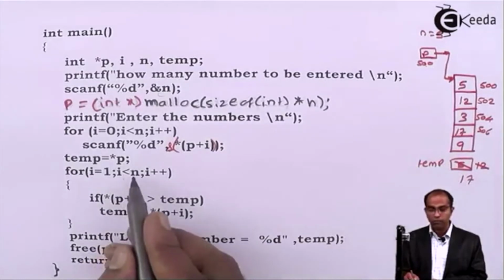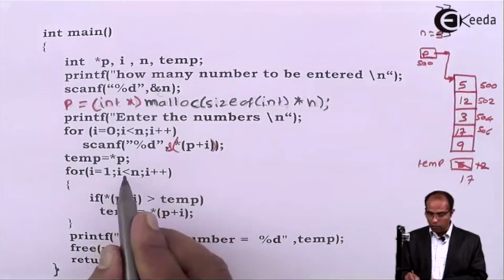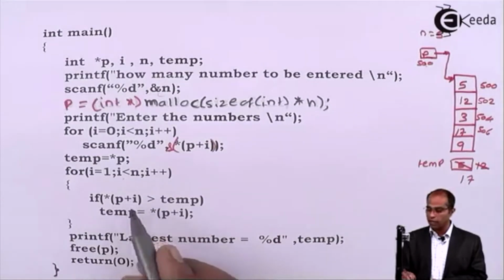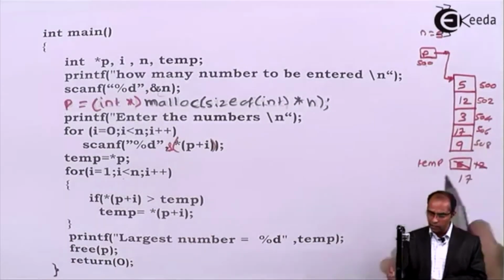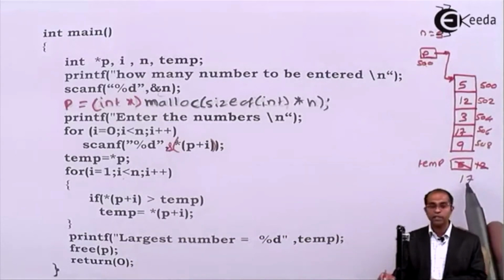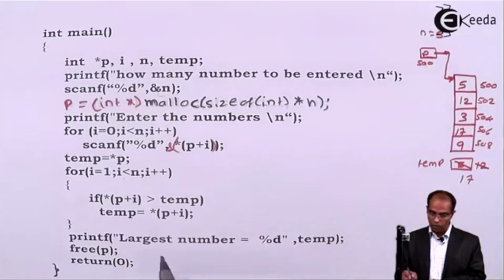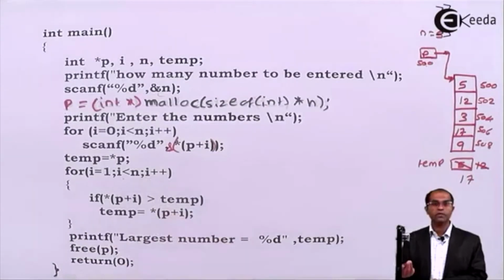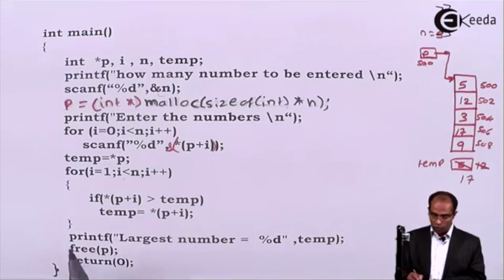Again go back, i becomes 4. For the last time, 4 less than or equal to 4, true. Value at 500 plus 4 is 508. Value at 508 is 9. Greater than temp, 17? False. So ultimately, temp stores the largest value. When you go back, i plus plus, no, it doesn't work. So printf("largest number = %d", temp), that is 17.